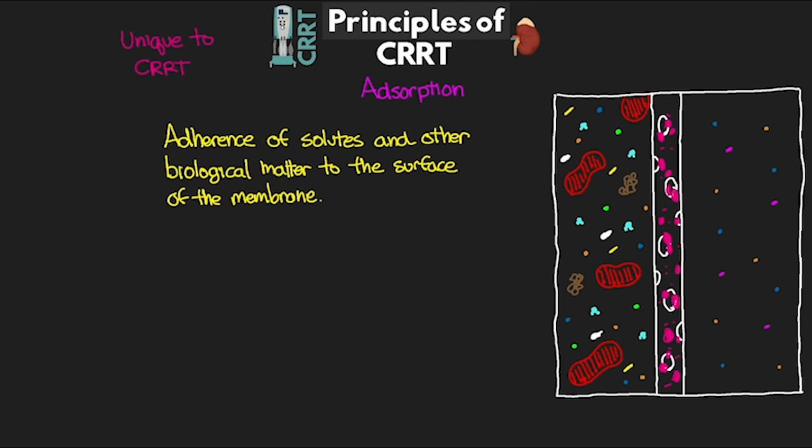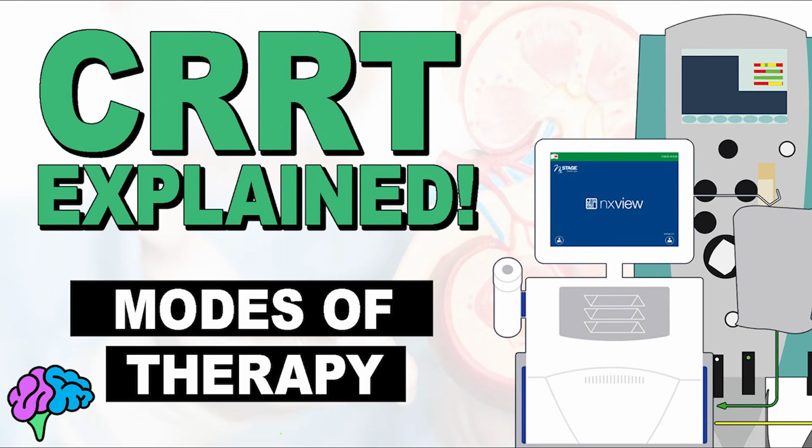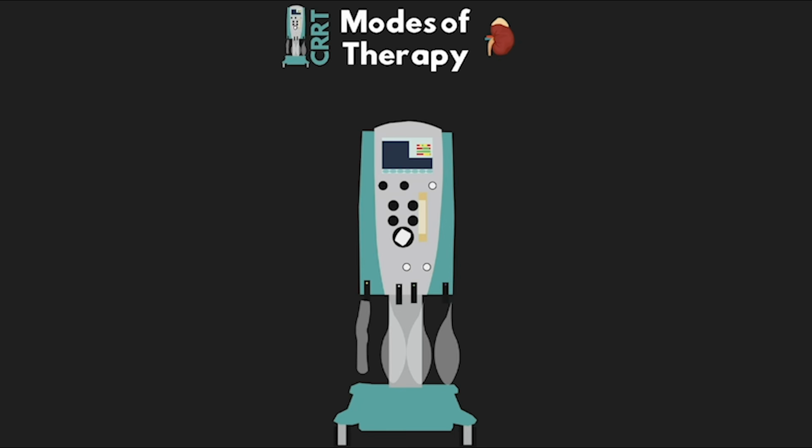In the next lesson, I'm going to be talking about the different modes and therapies that we can offer for CRRT, and you have to have an understanding of these principles to understand how these modes are different from one another. All right, so in this next lesson, this is going to be the 4th lesson in this series on CRRT Explained. And in this lesson, we're going to be discussing the different modes or types of therapy that we can offer with CRRT. This should be a relatively short lesson.